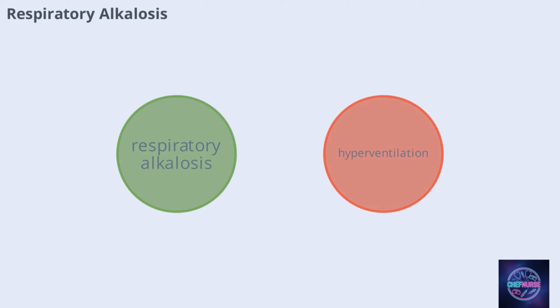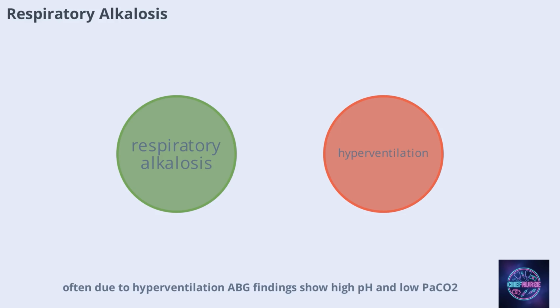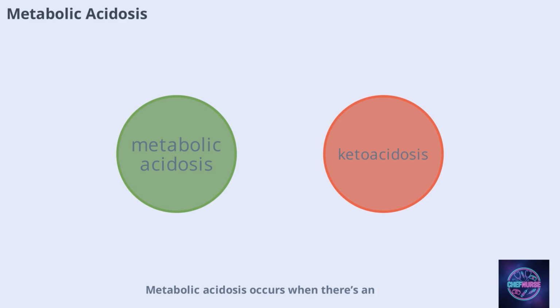Respiratory alkalosis results from excessive loss of carbon dioxide, often due to hyperventilation. ABG findings show high pH and low PaCO2. Common causes include anxiety, pain, or fever. On the NCLEX, you'll need to recognize symptoms like lightheadedness and tingling, and know interventions such as encouraging slow, deep breathing.